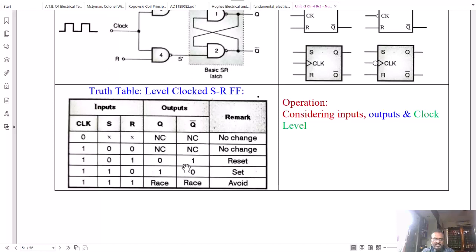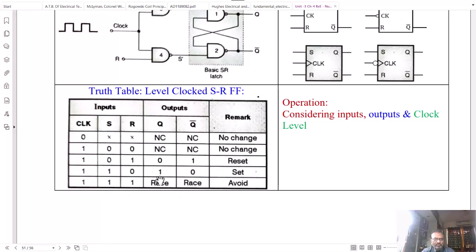This is using NAND implementation. When you use the NOR gate implementation, then when S input is 1 and R input is 0, the Q output will be 1 and Q bar output will be 0. Okay. Now consider the third row. When clock is 1, S input is 1 and R input is 0. The flip-flop will be going in the set condition.